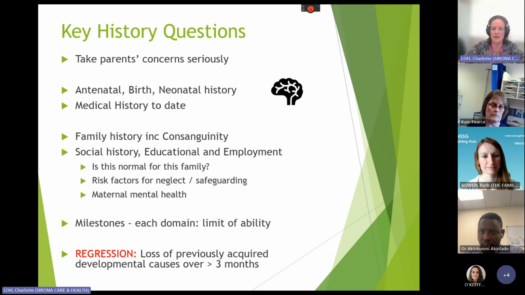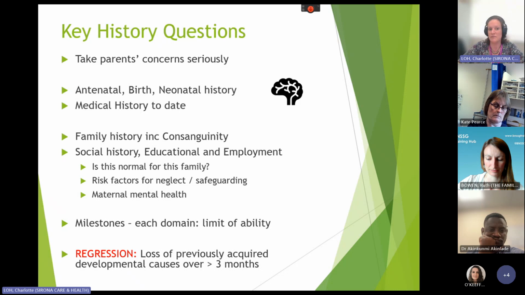In terms of history, especially if you're thinking of a more global impairment, it's important to go into detail with the antenatal, birth and neonatal history. I've got another slide going into that in a bit more depth, which I'll talk about in a moment. Then obviously your medical history to date. And going on to the family and social history, consanguinity is quite an important element, particularly for genetic and metabolic diagnoses. And then just finding out a bit about the family.